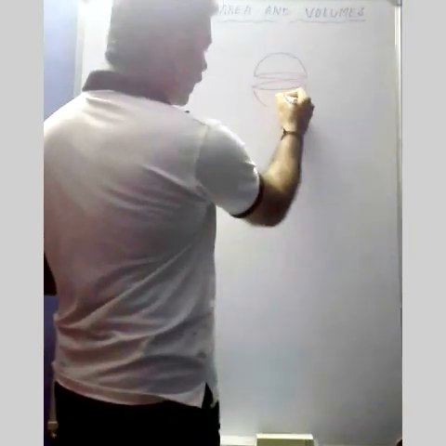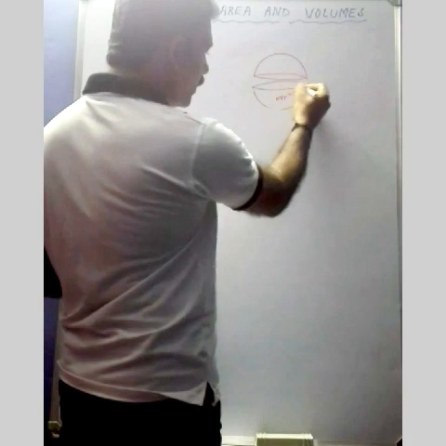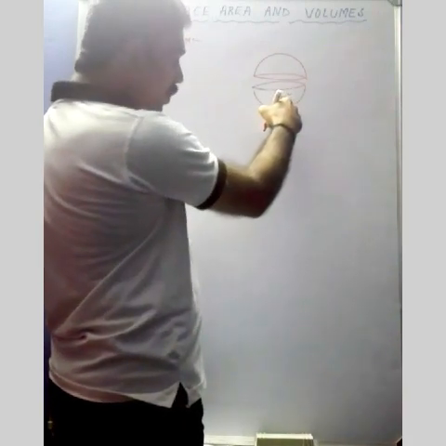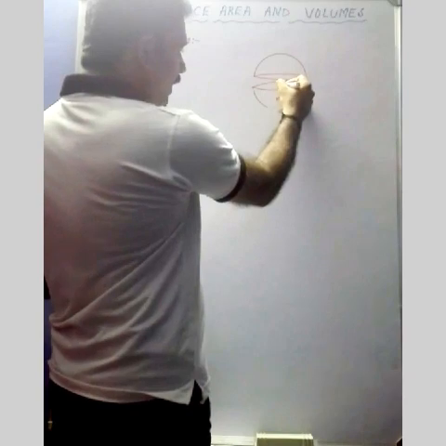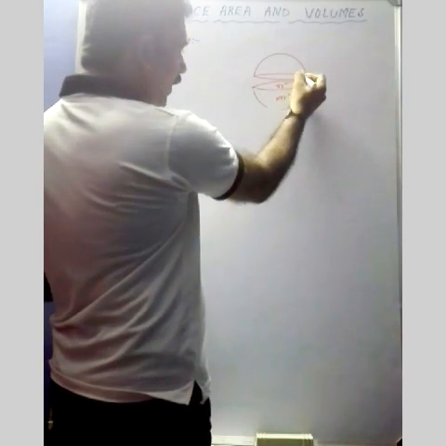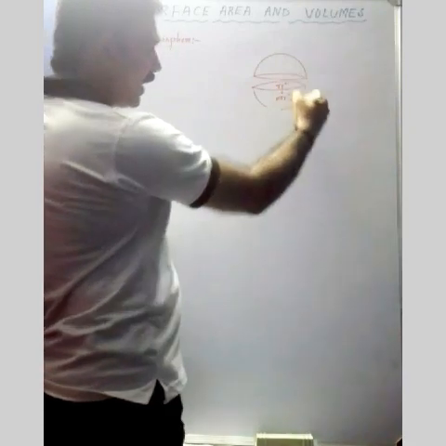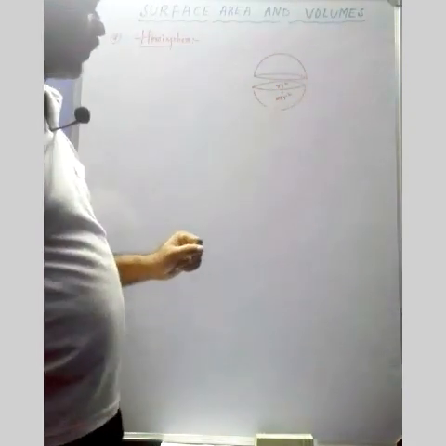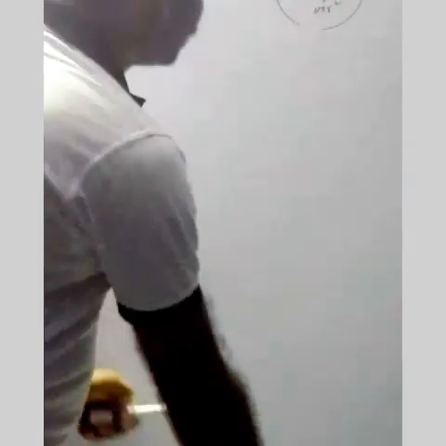See here, the curved surface area of the hemisphere is 2 pi r square plus the base, which is circular in shape, that's why it is pi r square. The total surface area of the hemisphere equals 2 pi r square plus 1 pi r square equals 3 pi r square.